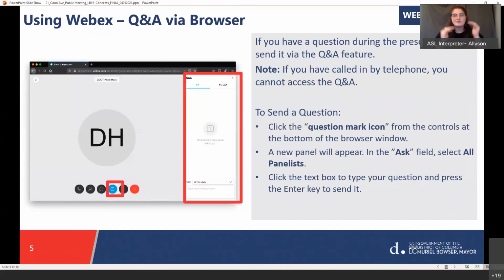If you have a question during the presentation, send it via the Q&A feature. If you've called in by telephone, we will go over in the next slide how you participate in the Q&A function. To send a question, click the question mark icon from the controls at the bottom of the browser window. A new panel will appear. In the ask field, select all panelists. Click the text box to type your question and press the enter key to send it.